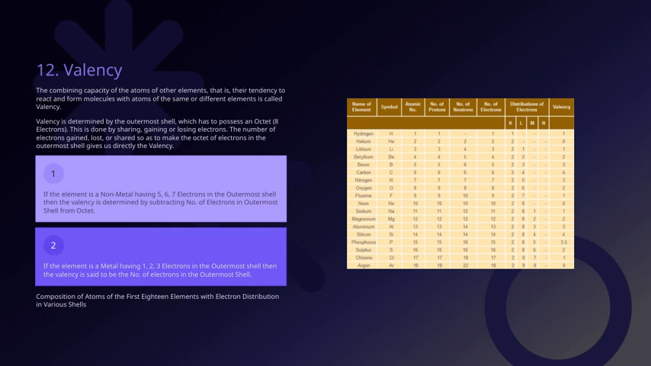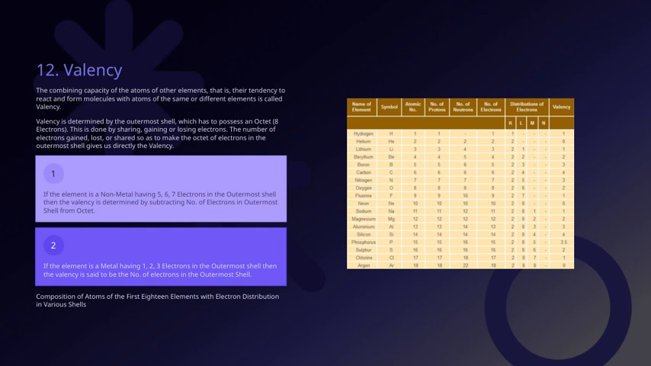For example, if an element is a nonmetal with 5, 6, or 7 electrons in its outer shell, you find its valency by subtracting the number of electrons in that outer shell from 8. On the other hand, if the element is a metal with 1, 2, or 3 electrons in its outer shell, then its valency is simply equal to the number of electrons in that outer shell.